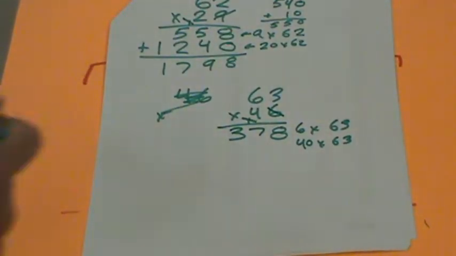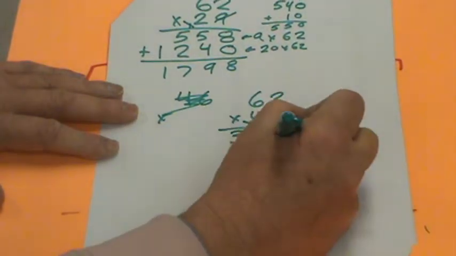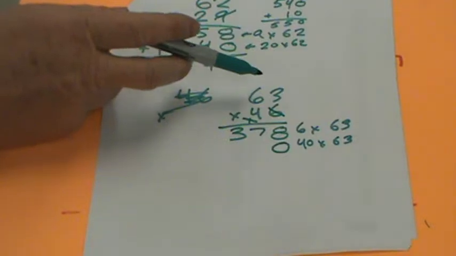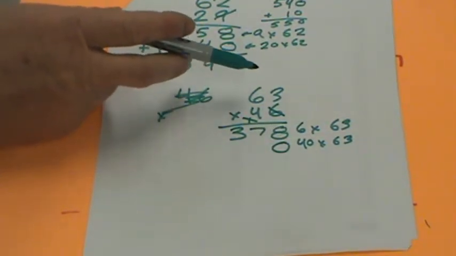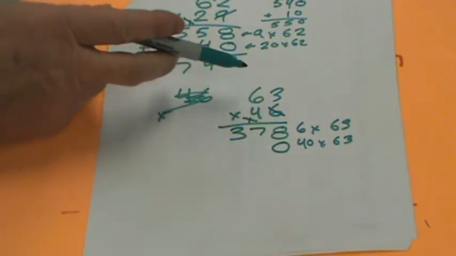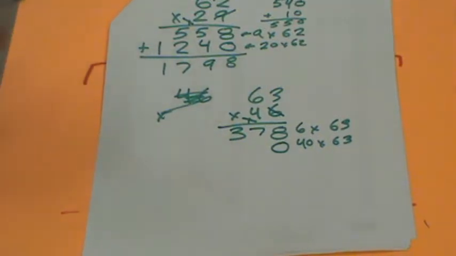We're done with this 6. Done. But in place of this 6, it becomes a 40 now. I'm multiplying by tens, so I'm putting a 0 there, okay? Now, on this number, I'm doing 3 times 40, okay? 3 times 40, and 60 times 40, okay? So 40 times 63. How am I going to go about doing this?